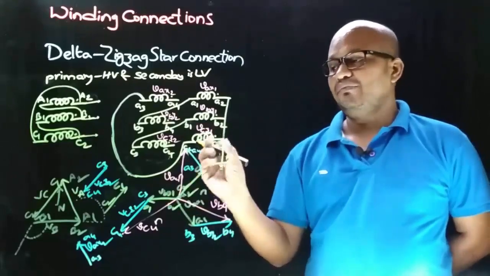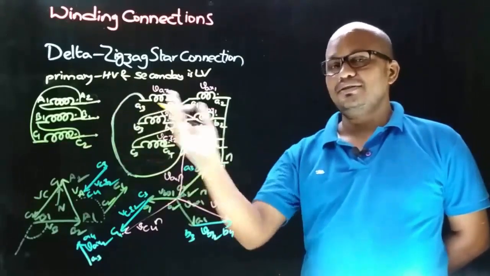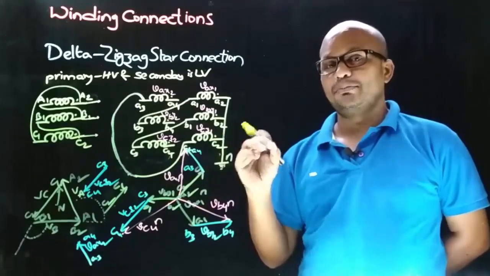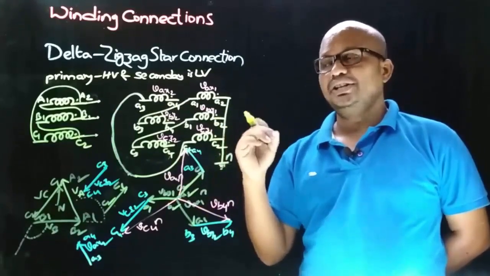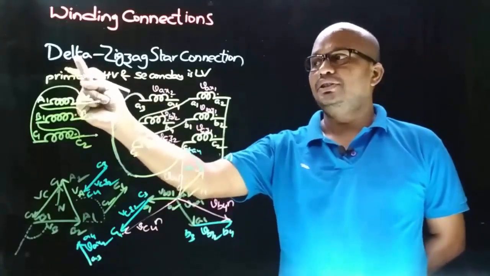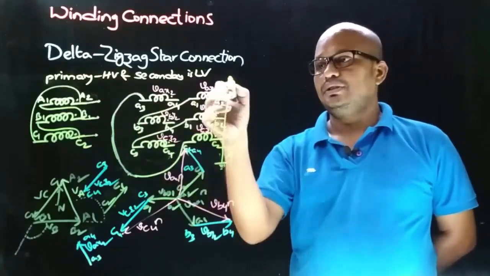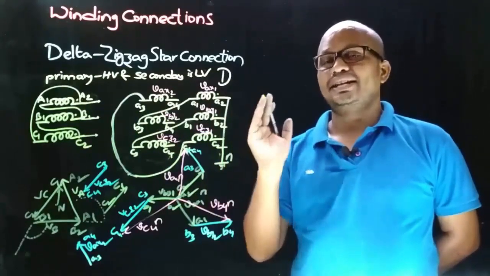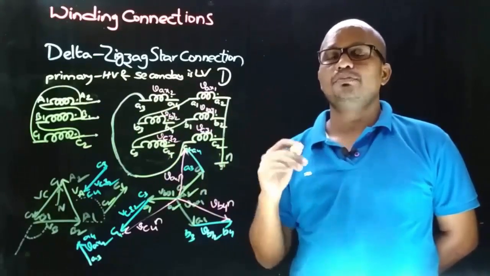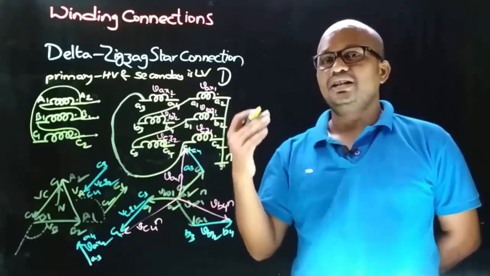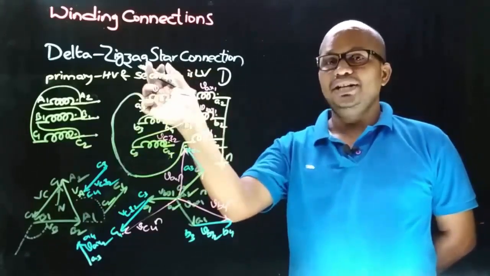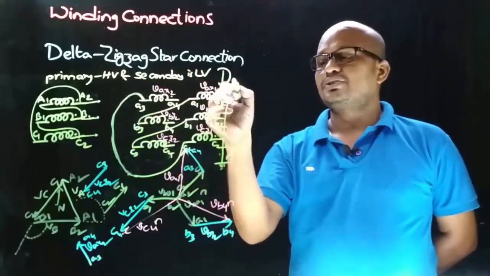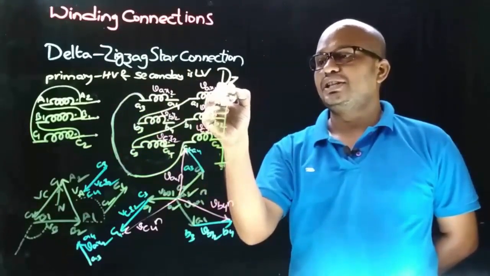Now let's identify the vector group symbol for this delta zigzag star connection. It is known that the first character in the vector group symbol is in capital letter, and that will indicate the HV winding connection. Here it is delta, so capital D. And the second character in the vector group symbol is in small case, and that will indicate the LV winding connection. And here the LV winding connection is zigzag star connection. So to represent that, it is taken as small z.